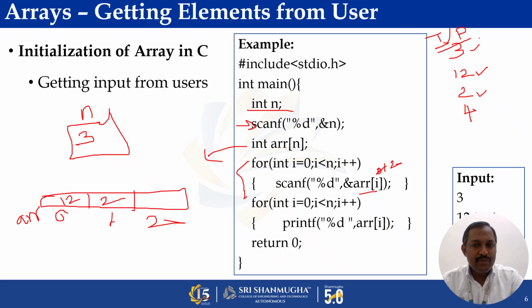Next we are getting an input from the user, which is 4, which is stored in arr of 2. Next, the I value is increased by 1. It is 3 now. 3 less than 3, the condition is false, so we exit from the loop.